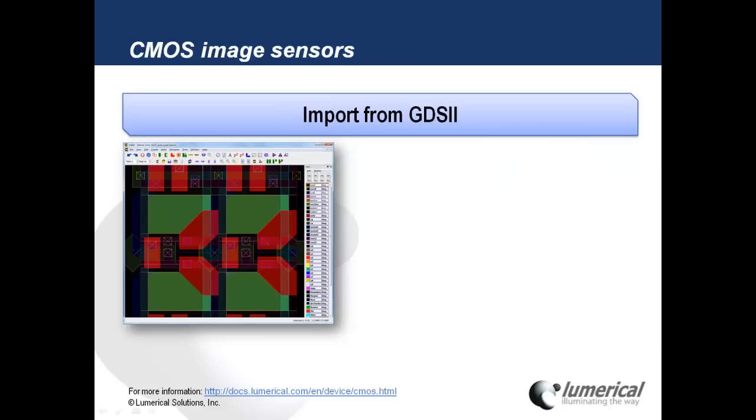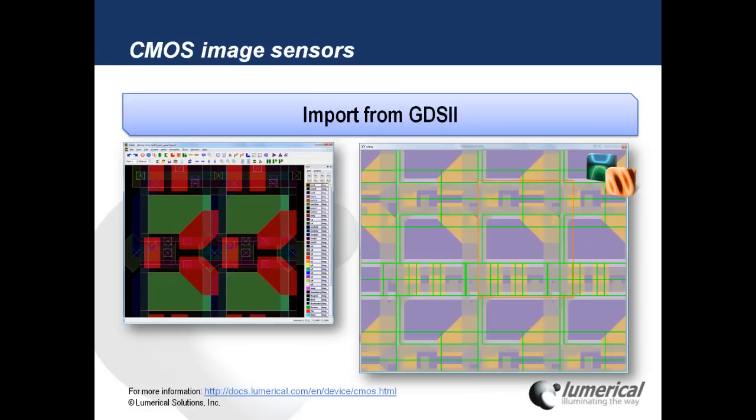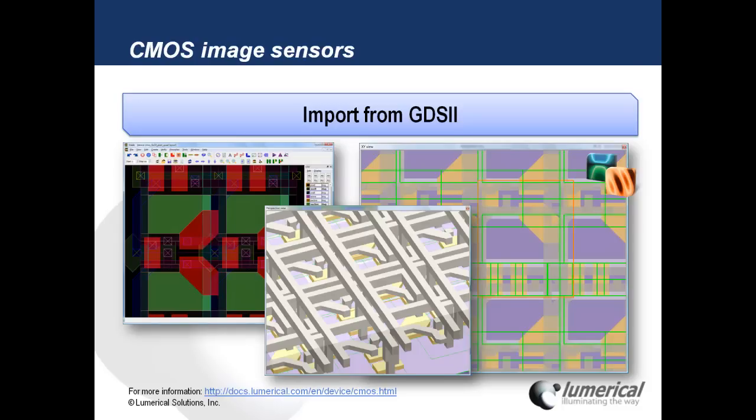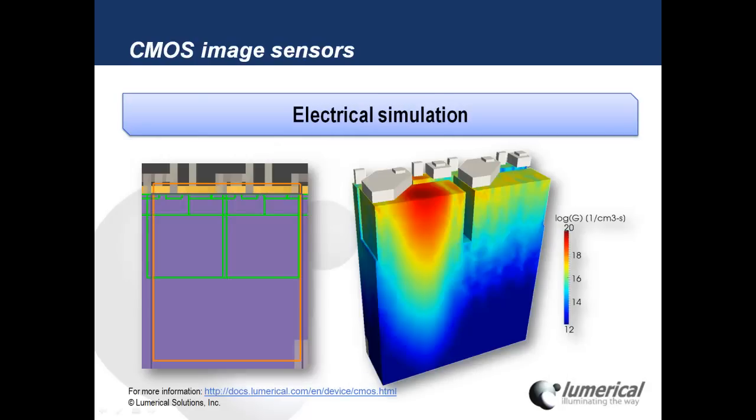And of course there's some nice features that exist in all of our software, such as the import from GDSII format. So we can take these incredibly complex structures, read them into our software, and then as you can see in this screenshot, we have a nice three-dimensional representation of a very sophisticated three-dimensional geometry. We can then run the electrical simulation.